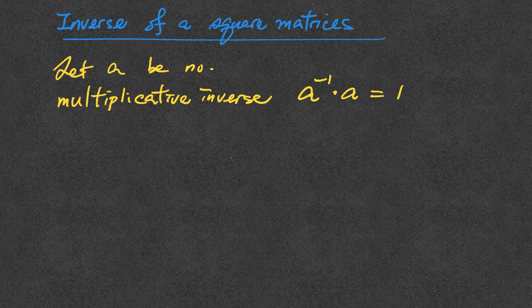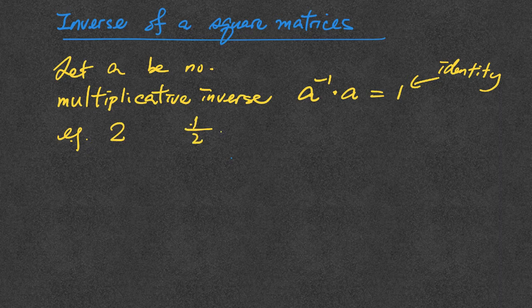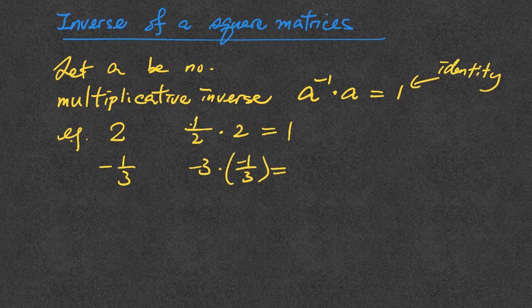to 1. But 1, we are talking about the identity, because there won't be any 1 when we are talking about square matrix. So for example, if you have a 2, then 1 over 2 is the inverse, because 1 over 2 times 2 is equal to 1. For example, you have minus 1 over 3, and then as a result, minus 3 will be its multiplicative inverse, because after multiplying the two numbers, it will be equal to 1.